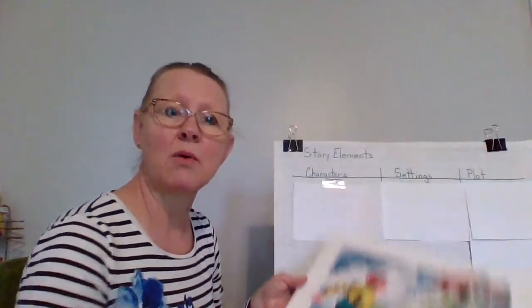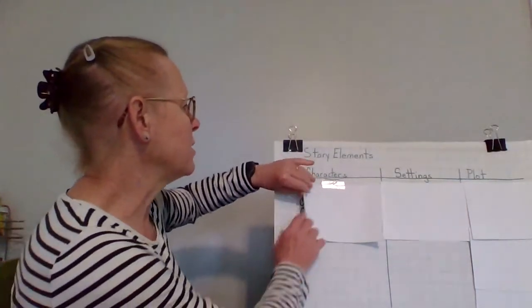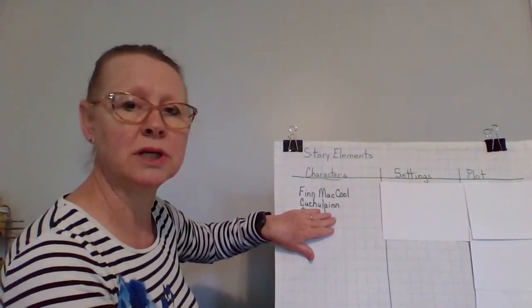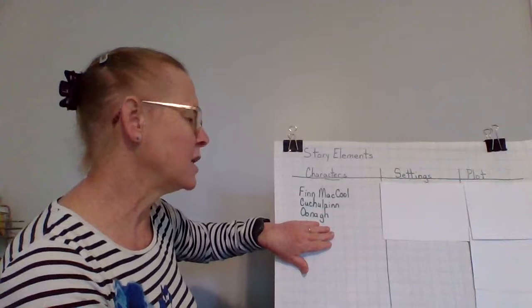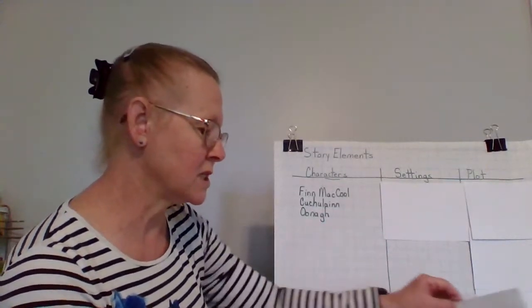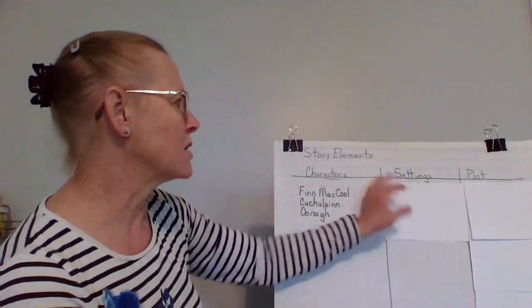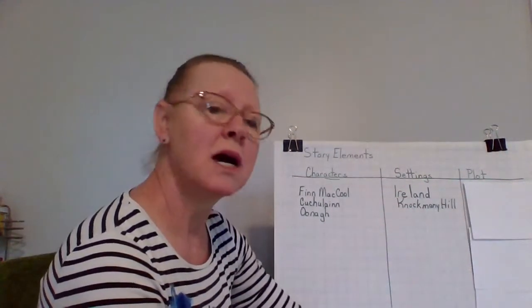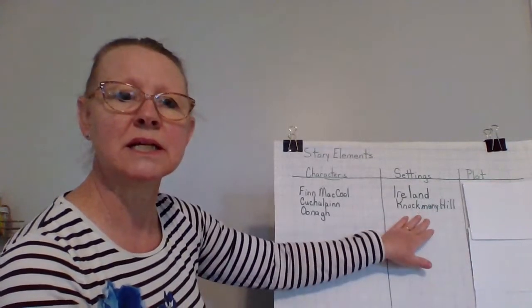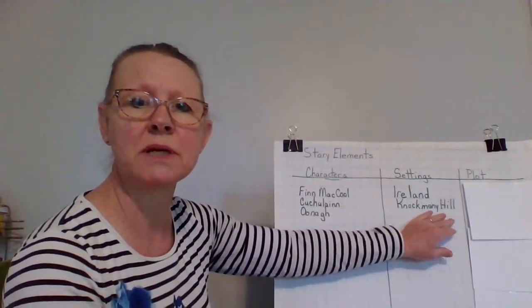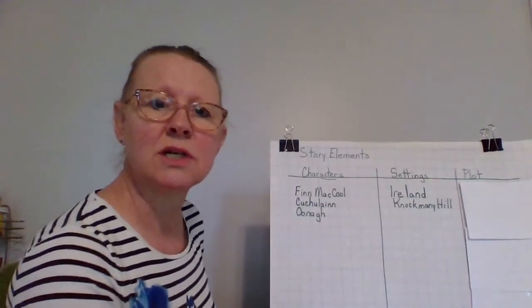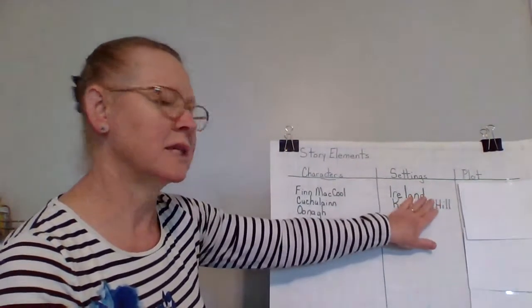So we have the beginning of our story. We have our characters. All right, so our characters in this story are Finn McCool, Cahulan, the bully, and Una, Finn's wife. And our setting of our story is in Ireland, but not just in Ireland, but in Knockmany Hill, a specific location in Ireland. So these are our characters, these are our settings.